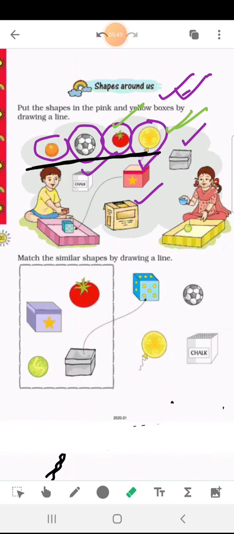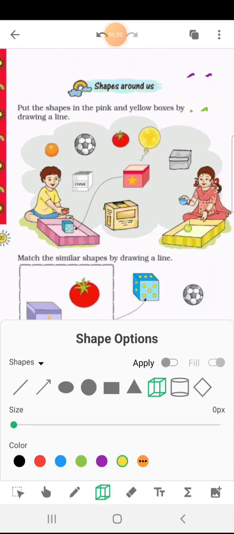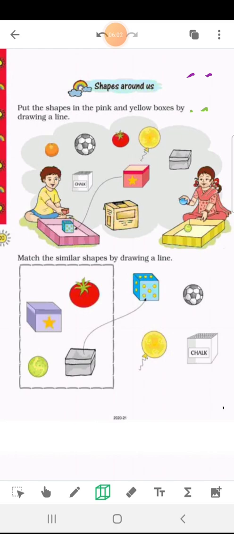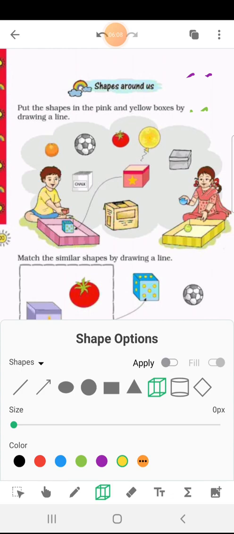Now next you see, some boxes are given here. You see some boxes. So let us see what these boxes are called. Okay, so let me draw one box for you.